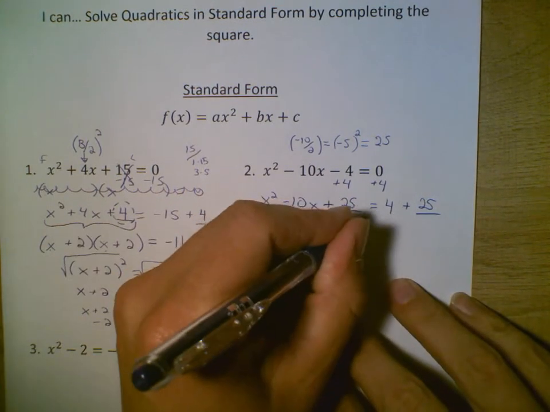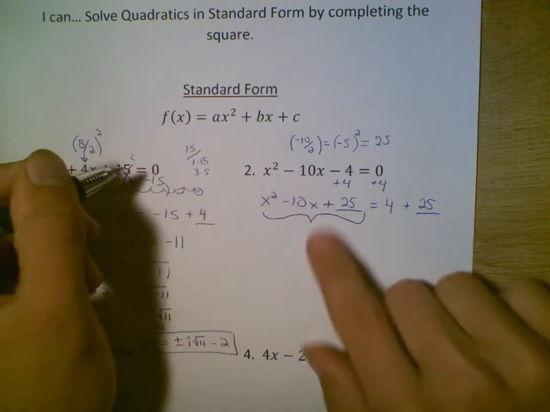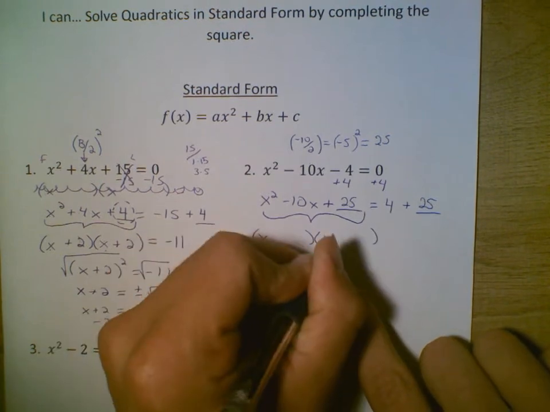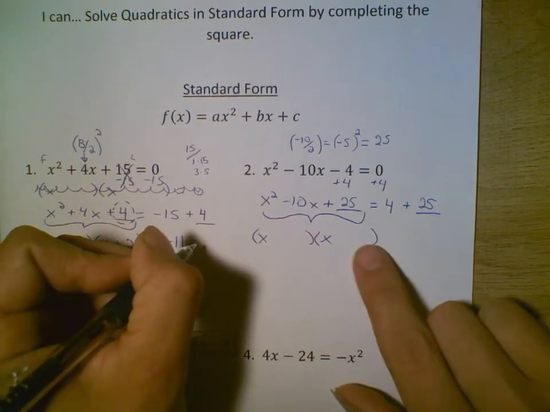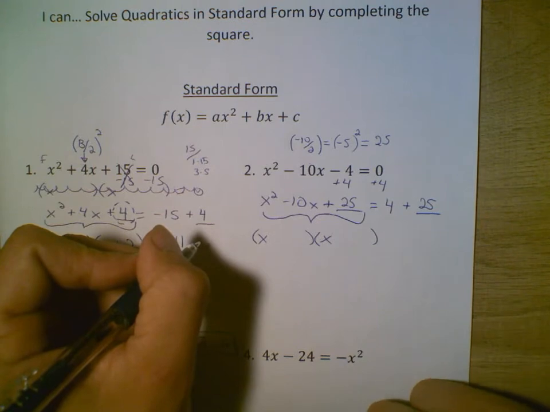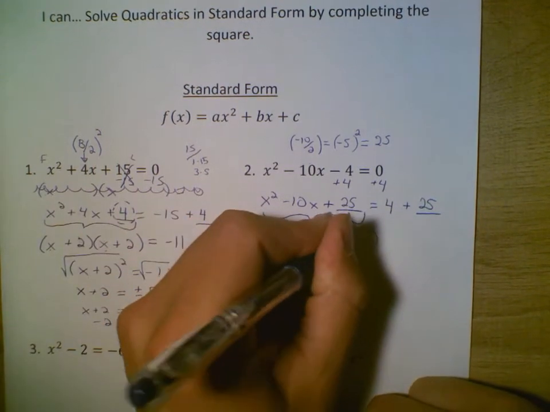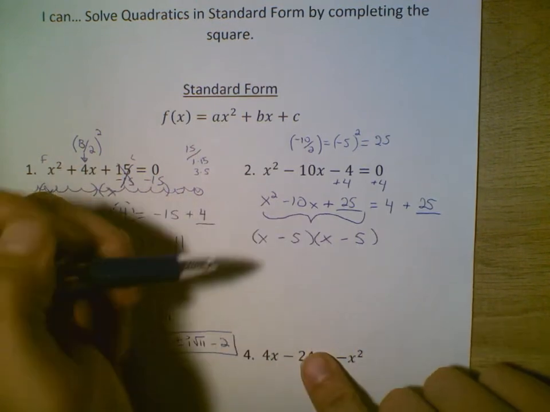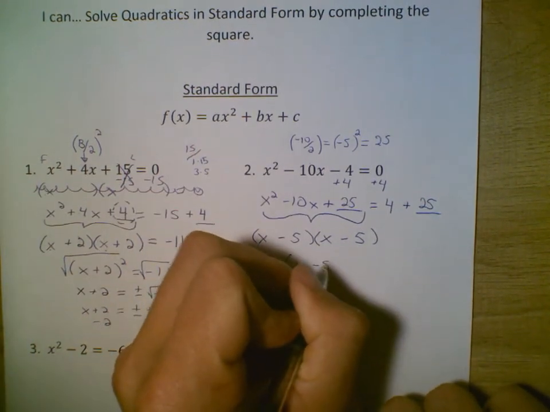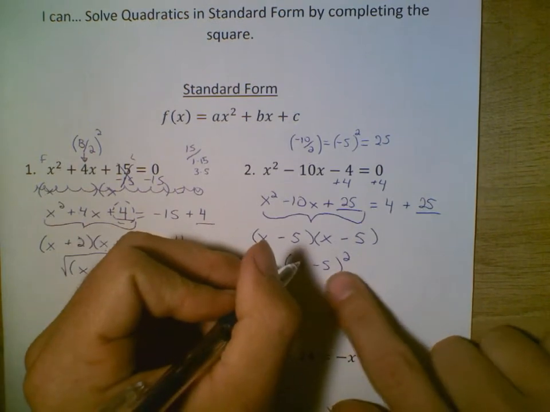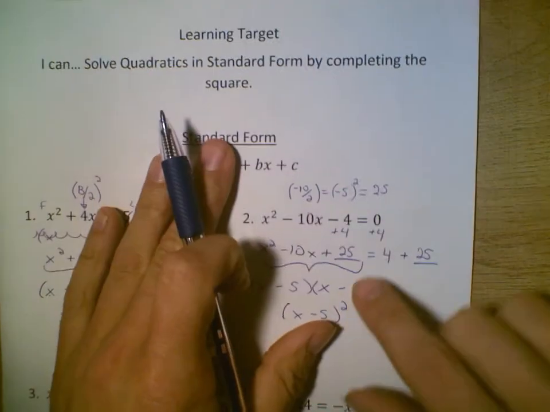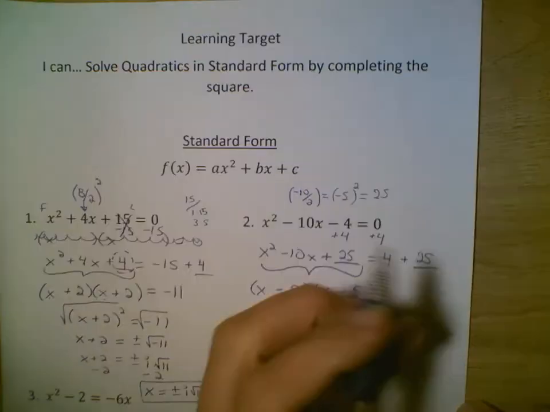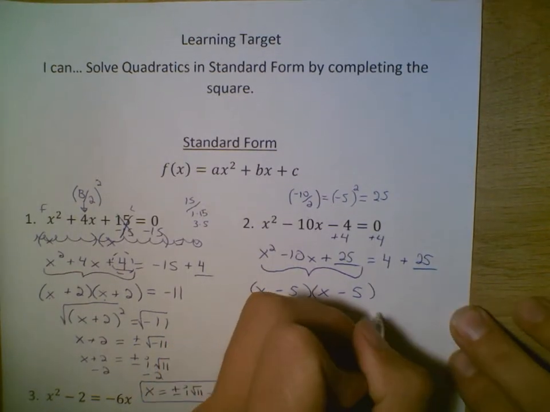That allows me once again to simplify the left-hand side. It's now going to factor. So x times x gives me x squared. What times what multiplies to 25 and adds to negative 10? Well, that's negative 5 and negative 5. And notice, once again, these should come out identically the same, which is going to give you x minus 5 squared. It's going to lead to a square, which is why we call it completing the square. You're going to get a square when you do this. And then that equals 4 plus 25, which is 29.